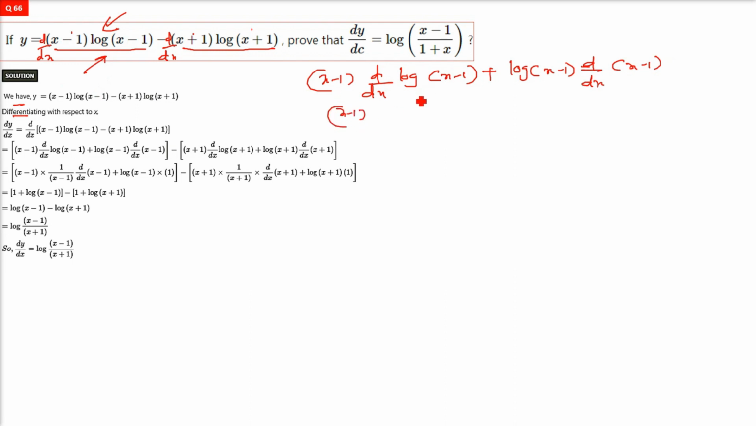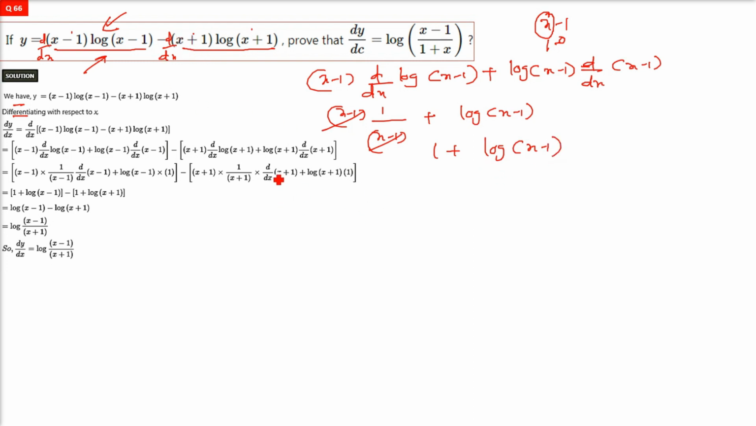So x minus 1, log of anything, differentiation is 1 by that thing. So it will be 1 by x minus 1. And x minus 1 differentiation is what? x differentiation is 1, 1 differentiation is 0. So it will be 1 only. Now log x minus 1 d by dx of x minus 1, as we just saw, it will be 1 only. So x minus 1 gets cancelled. 1 plus log x minus 1 it will be.